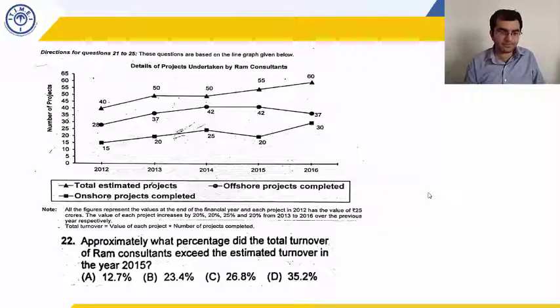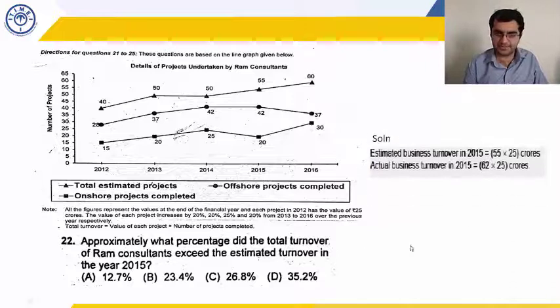See, total turnover and estimated turnover will be number of projects into value of project, and the value of project is going to remain the same. So that will get cancelled out when you are finding the percentage value. Percentage is a comparison, no? So the value of project will get cancelled out. So we need to simply compare the number of projects. 2015, 62 is how much percentage more than 55.